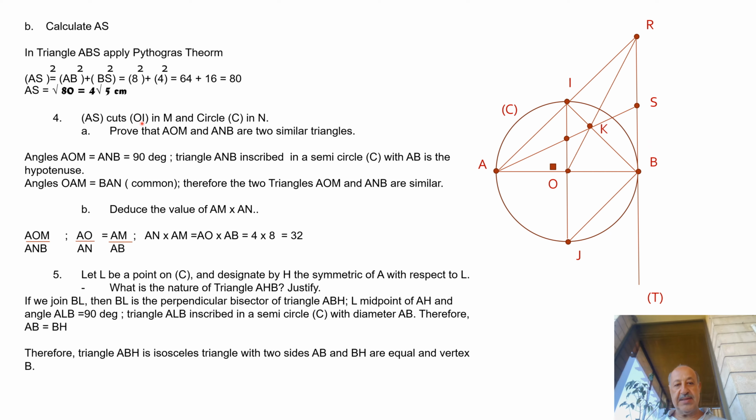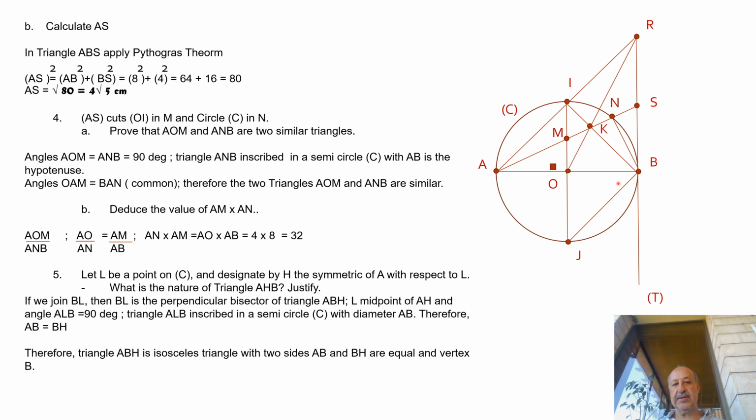Okay, it says that AS cuts OI in M and circle C in N. Let's designate M as the point of intersection of AS with OI, and N, the intersection of AS with circle C. Great. We need to prove that AOM and ANB are two similar triangles. Let's join NB. So this is NB.